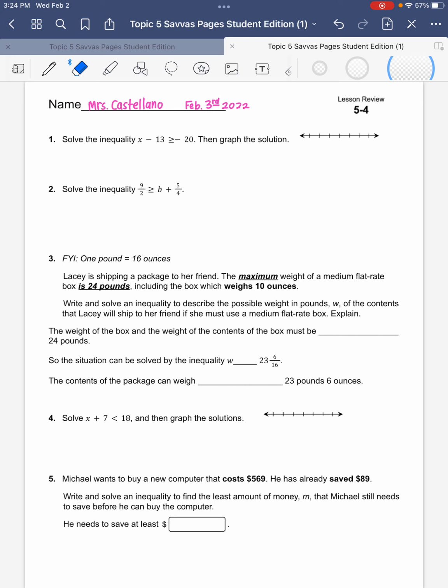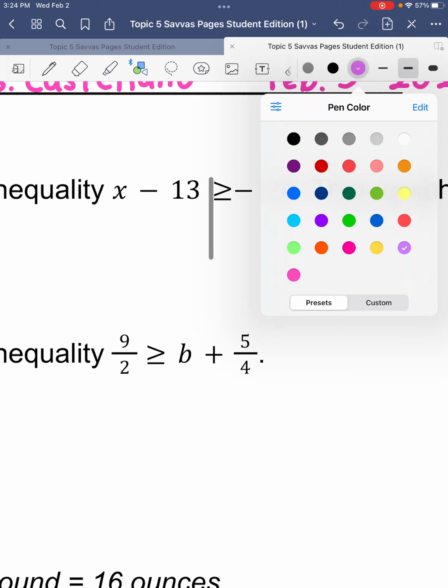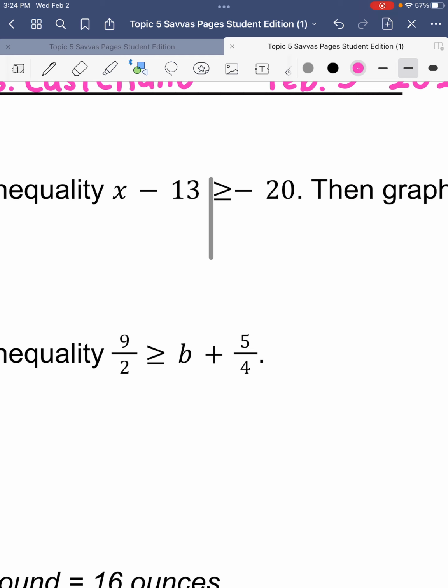So number one, solve the inequality x minus 13 is greater than or equal to negative 20. Well, the first thing I'm going to do to solve this inequality is draw a line through my inequality sign. That helps me see that I have two sides, and remember, whatever I do on one side, I must do on the other. Okay? So now I'm trying to get that x by itself, and notice it's connected to a negative 13. So how do I undo negative 13? Well, I add 13. So I'm adding 13 on both sides.